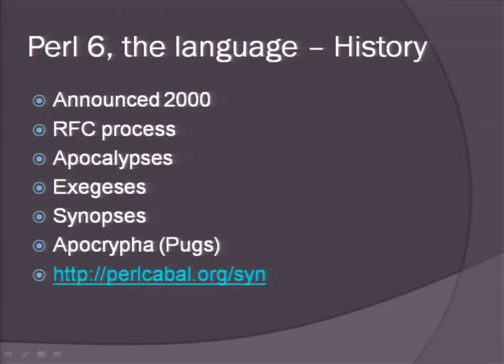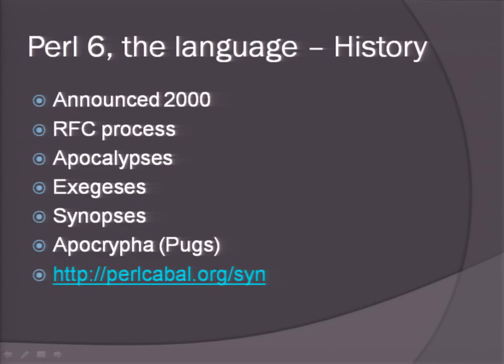So a little bit of history of the language. The next version, Perl 6, was announced in 2000. There was an RFC process, with lots of mutually contradictory proposals. Then there was a very extensive series of apocalypse revelations of the language from the language designer Larry Wall and others, and then some exegesis explanations of those revelations. And now we've arrived at the synopses.